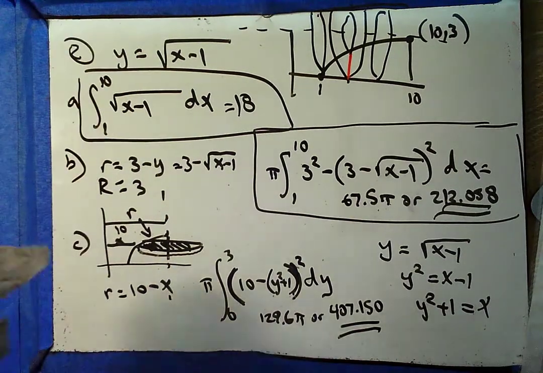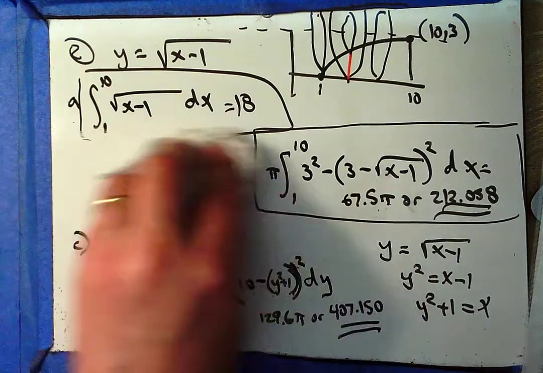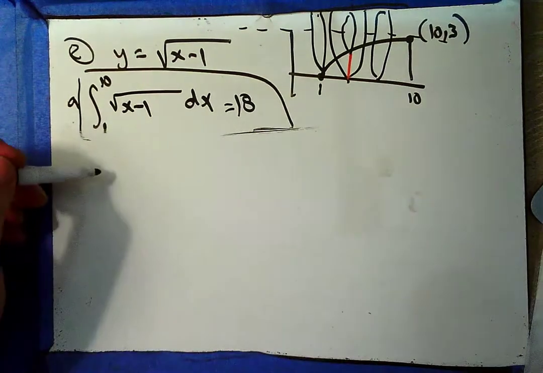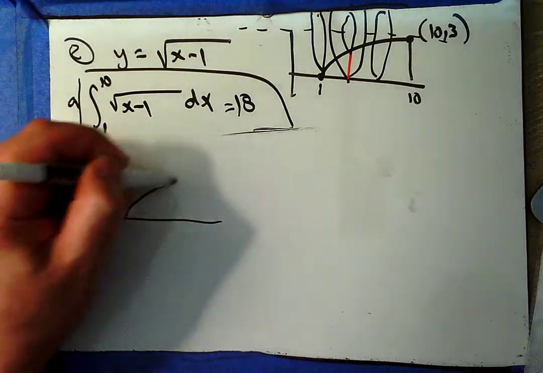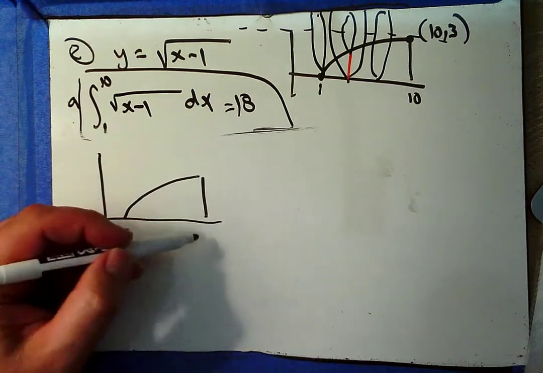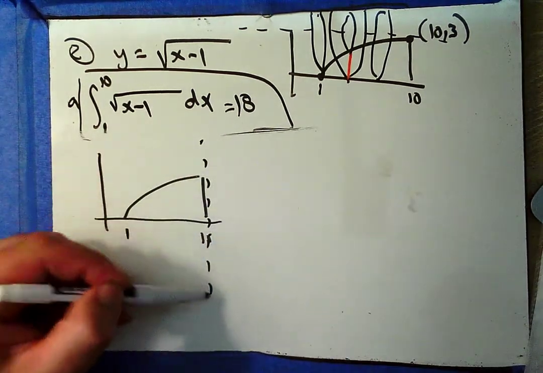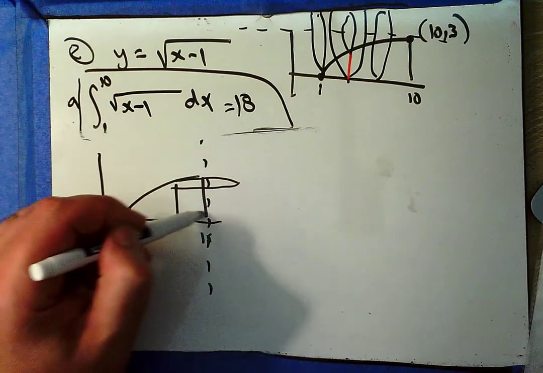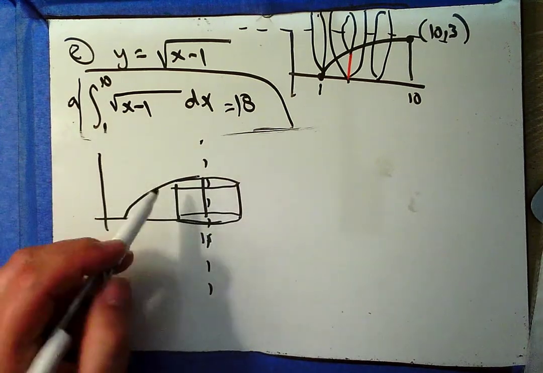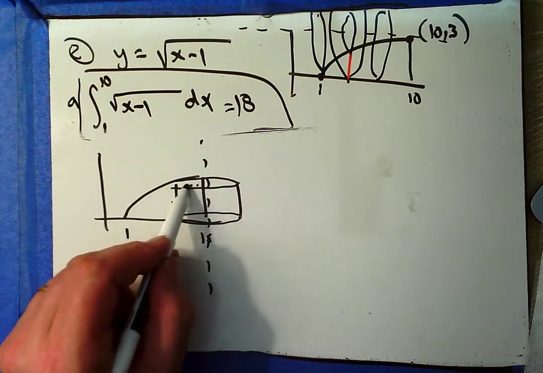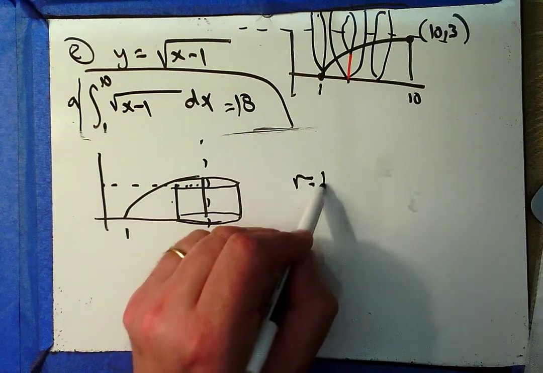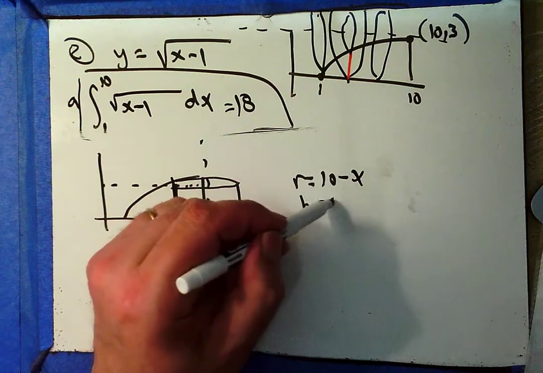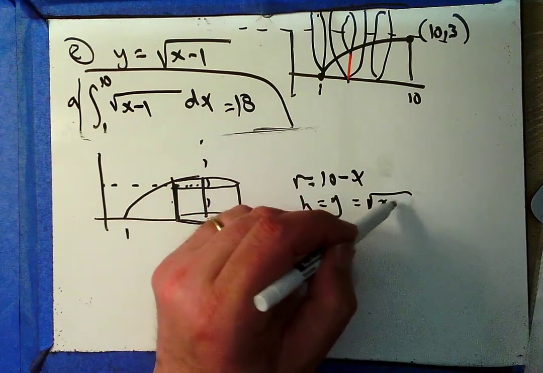Let's take a look at this problem, though, one more time. This time, let's look at it and see if we would like it better or find it easier to do it as a shells problem. Again, we've got this region that goes from 1 to 10, and we're spinning around this, and so our shell now looks like this. Well, I still need the radius of that shell, and that radius is still 10 minus x. The height is y, or square root of x minus 1.